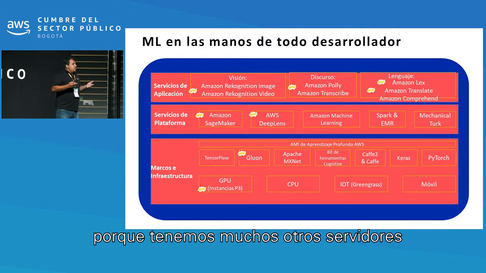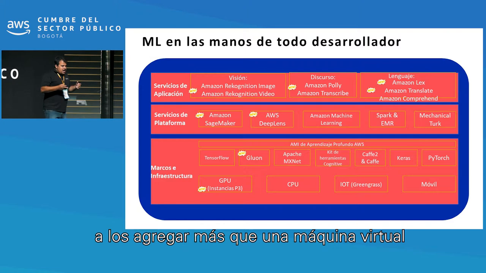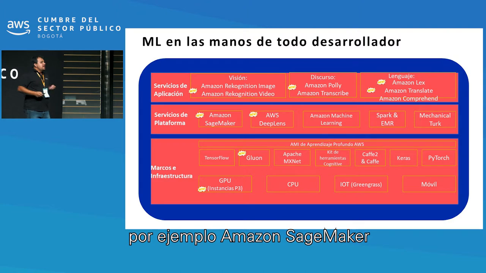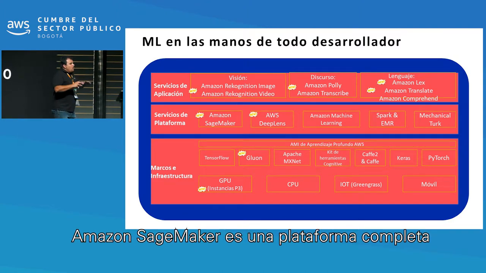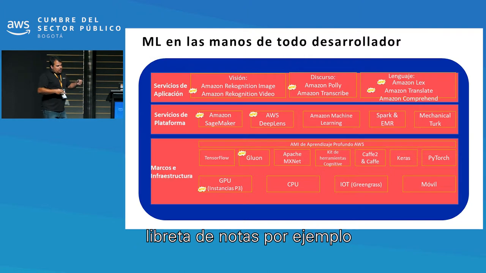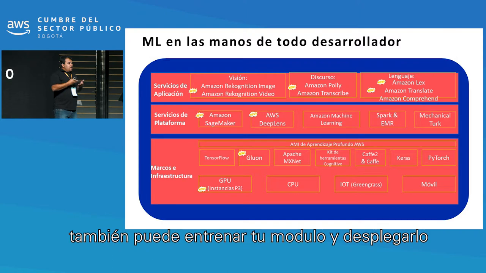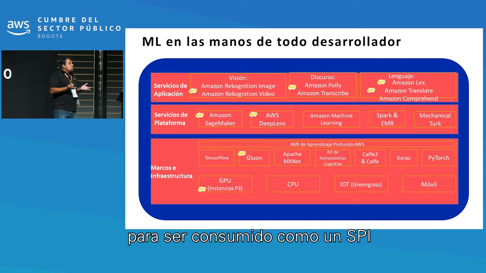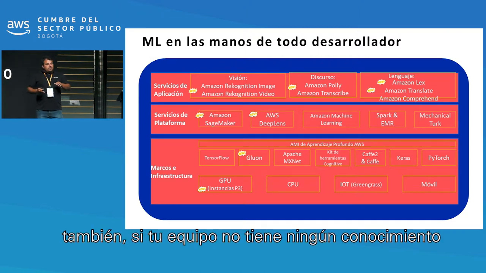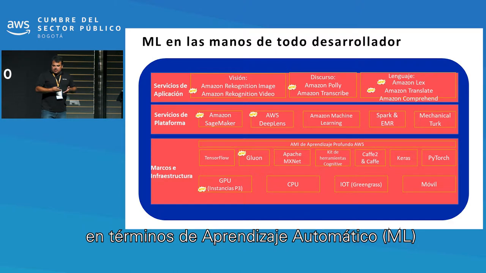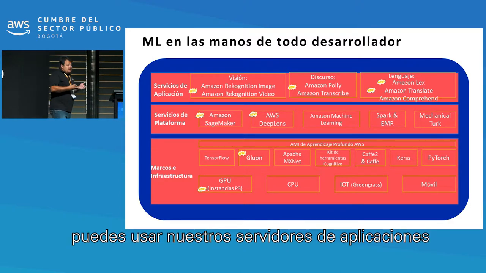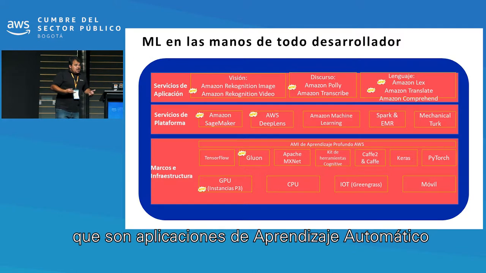But you can also use platform, right? Because we have many different services where we can add more than a single virtual machine. For instance, Amazon SageMaker. Amazon SageMaker is a complete platform that can offer you a notebook, for instance, and that can train your model and deploy your model to be consumed as an API by you or by your customers, right? And also, if your team doesn't have any knowledge in terms of machine learning, you can use our application services.